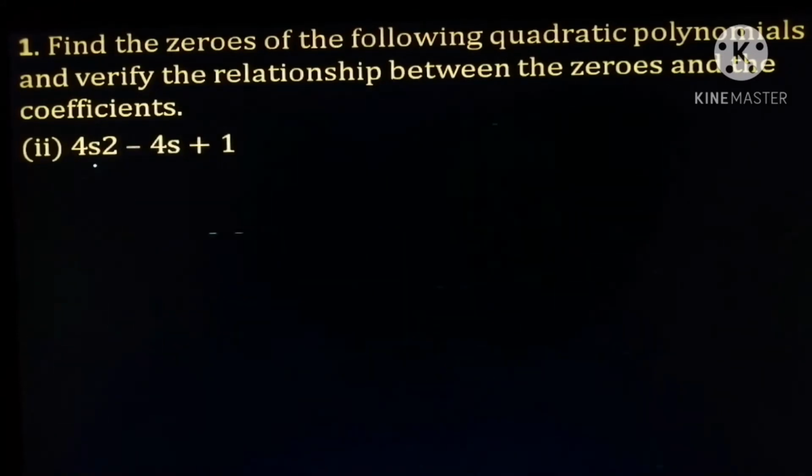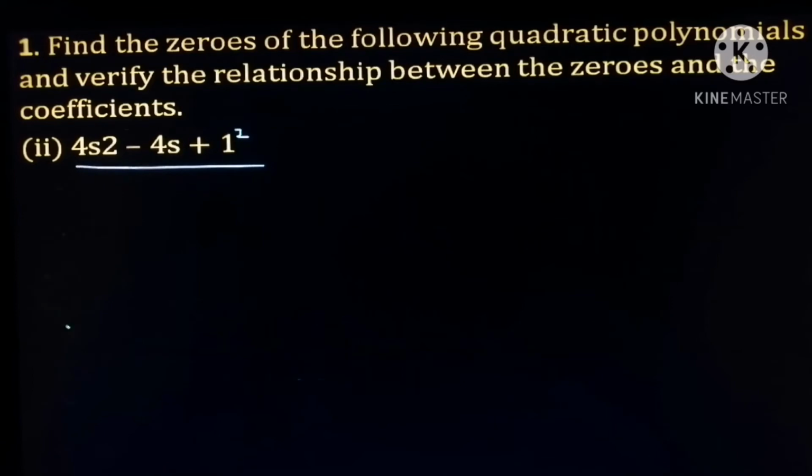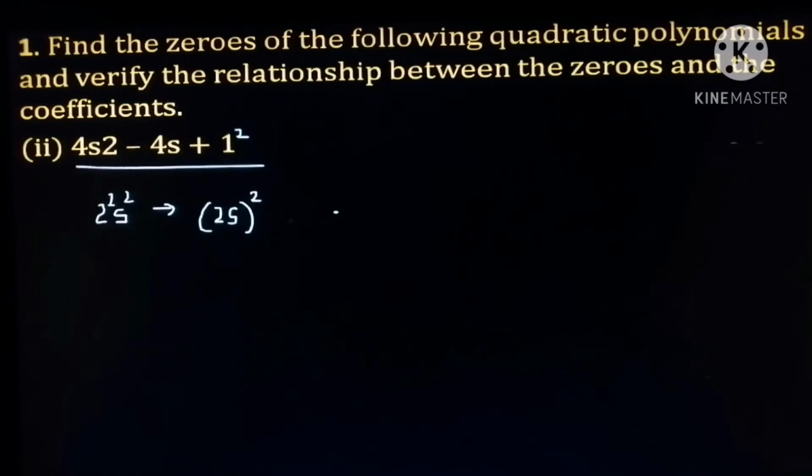As you see in this question, the first hint you are going to get is that this equation is of the form of an identity. So let's start. Here you have s square, so you can write s, and as you know 4 is the square of 2, so it can be written as 2 square into s square. And 2 square into s square can be written as 2s in a bracket whole square. So this is 2s whole square, and at the last you have 1 whole square.